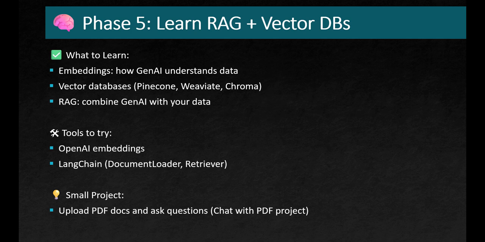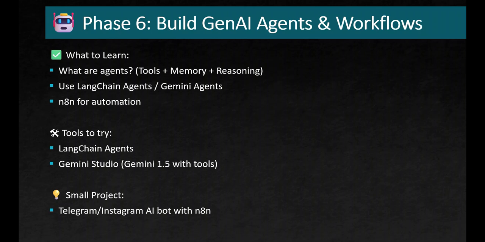With the help of this, you can create a small project like uploading a PDF doc and asking questions. It will give a response according to the data that we provide. Then the next phase is nothing but build Gen AI agents and workflows. In this phase, you will go beyond static responses and dive into AI agents that automate workflows. While understanding those, let's first understand what Gen AI agents are.